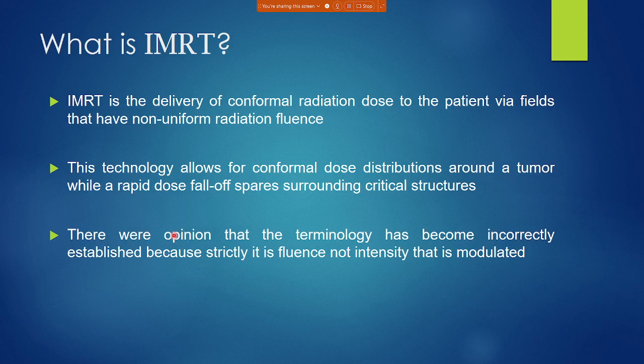First, what is IMRT? IMRT is the delivery of a conformal radiation dose to the patient via fields that have non-uniform radiation fluence. So, IMRT is basically delivering conformal radiation dose to the patient via fields that have non-uniform radiation fluence. This allows for conformal dose distribution around a tumor while a rapid dose fall off spares the surrounding critical structures. The dose falls off very rapidly once it is outside the tumor, right?